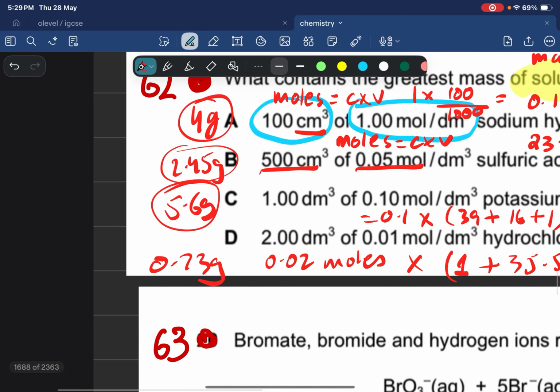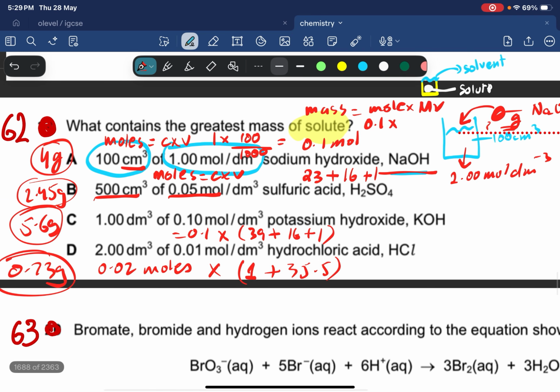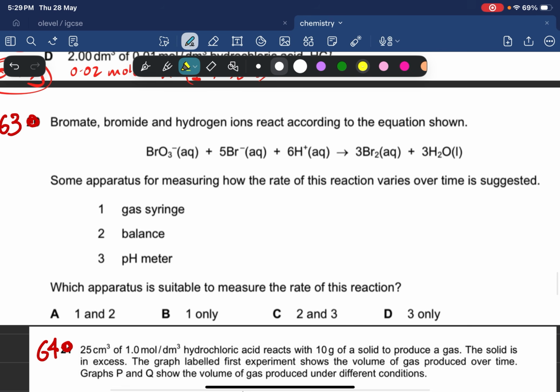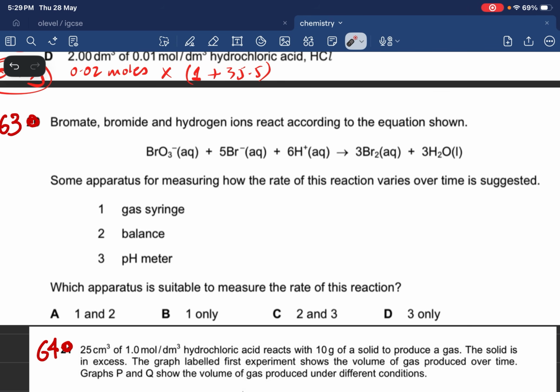0.73 grams. So the largest amount of mass I get is for my option number C. Next, bromide and hydrogen ions react together in the equation shown. Again, you have some redox calculation. Some apparatus for measuring how the rate of the reaction varies over time is suggested. You need a gas syringe.